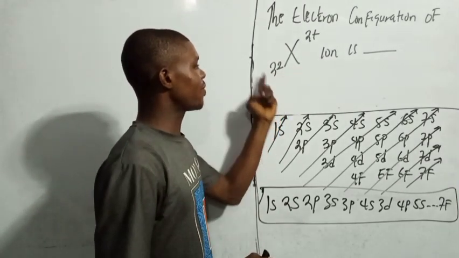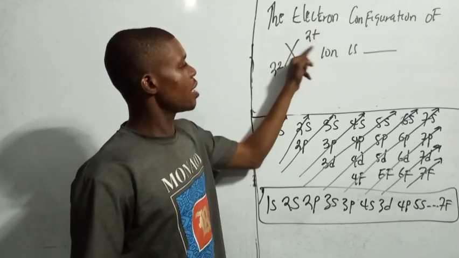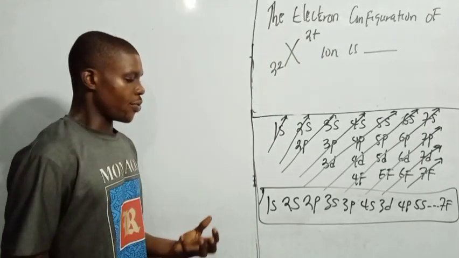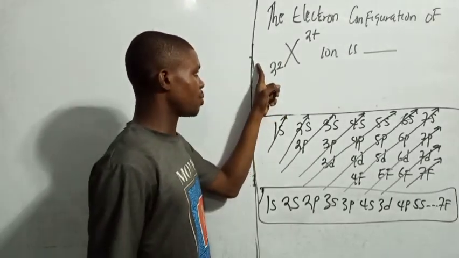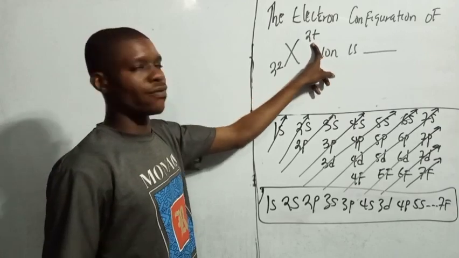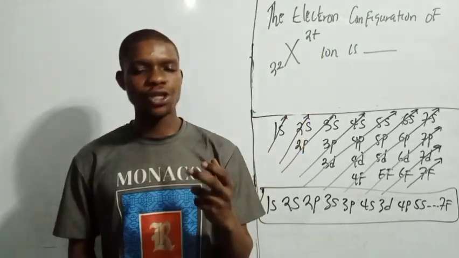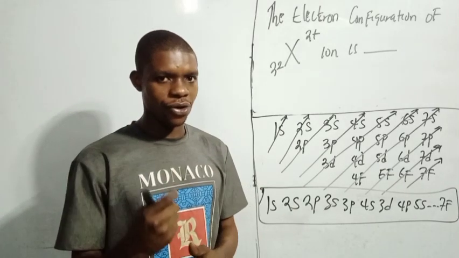Now in this question, they're asking us to write the electronic configuration for this ion. It has the atomic number of 22, and here we have 2 plus. Do you get that? We're going to follow the same pattern. Remember, this is what we call atomic number or proton number. This one here means that it has lost 2 electrons. So it is the electron number that is used in writing the electronic configuration.